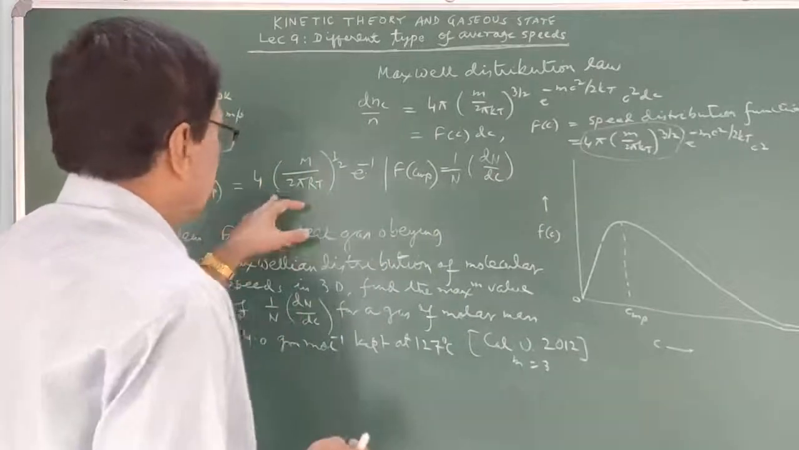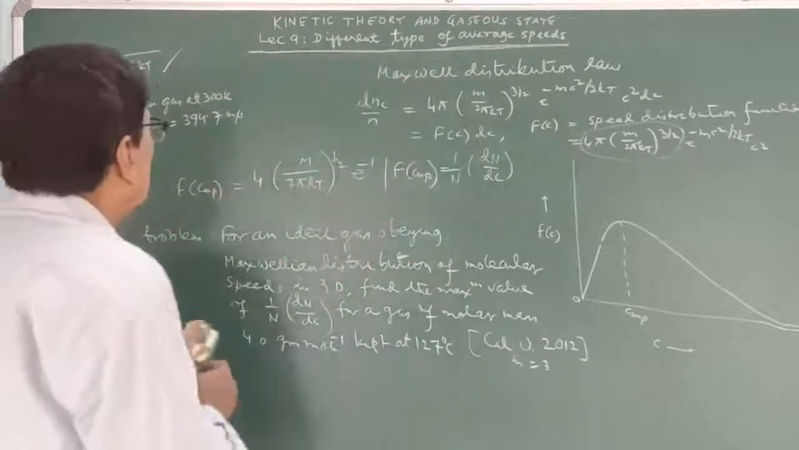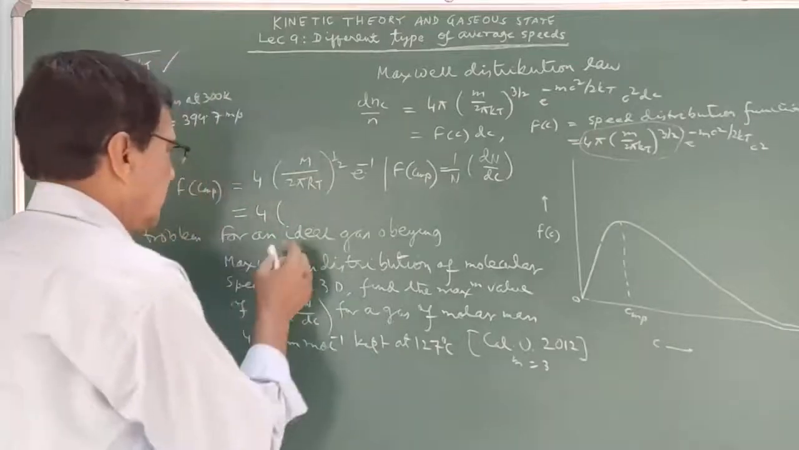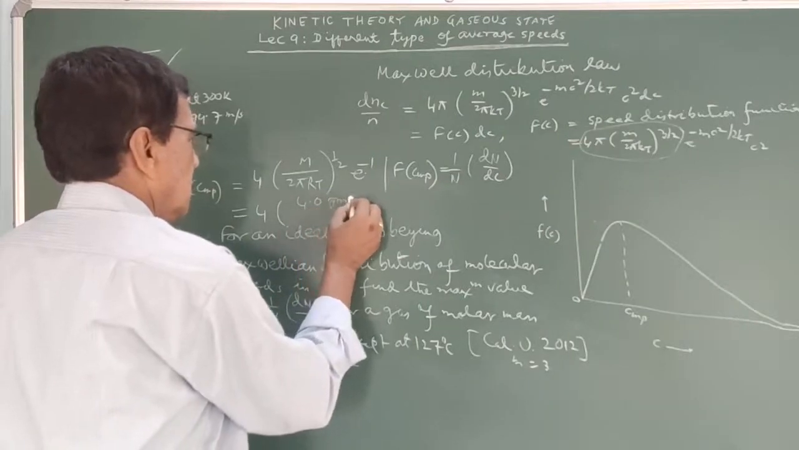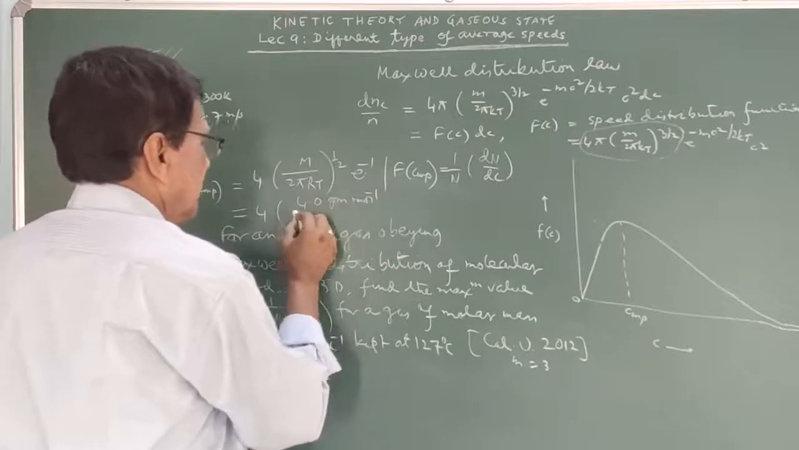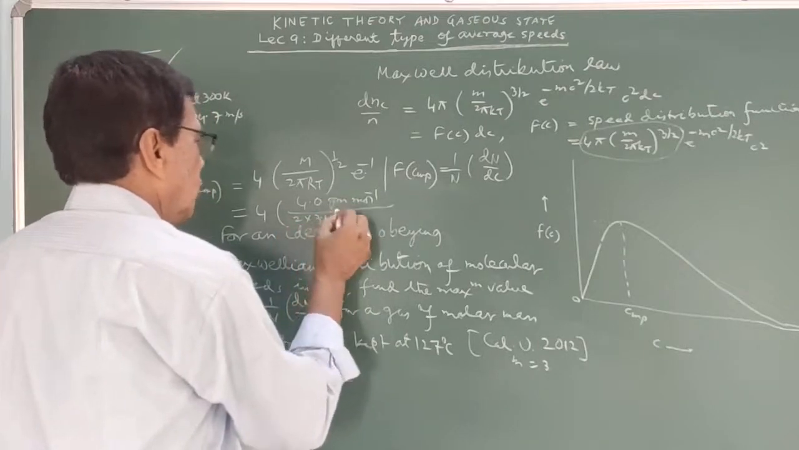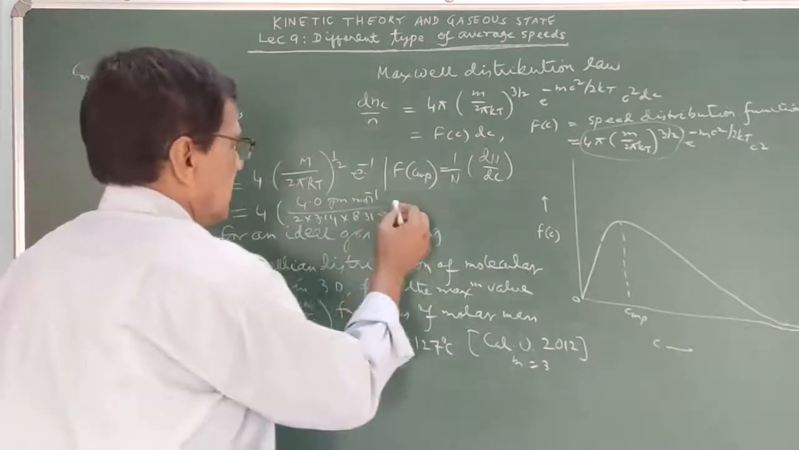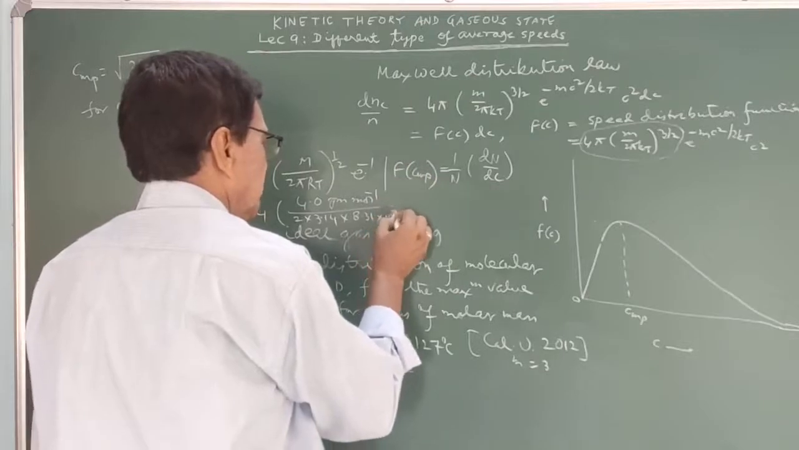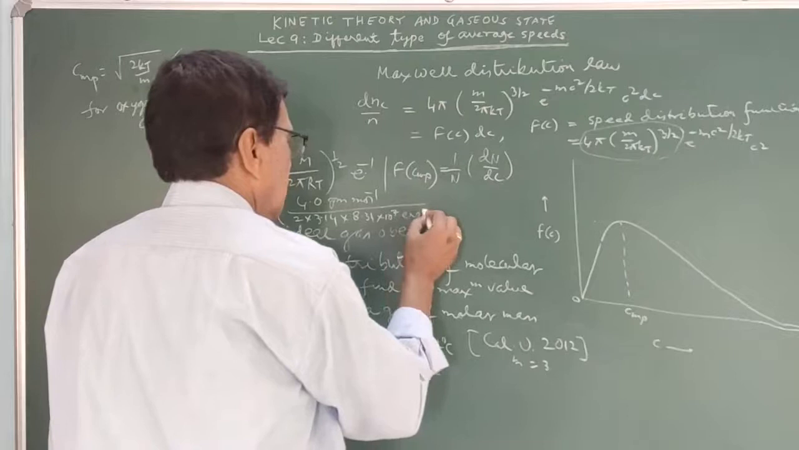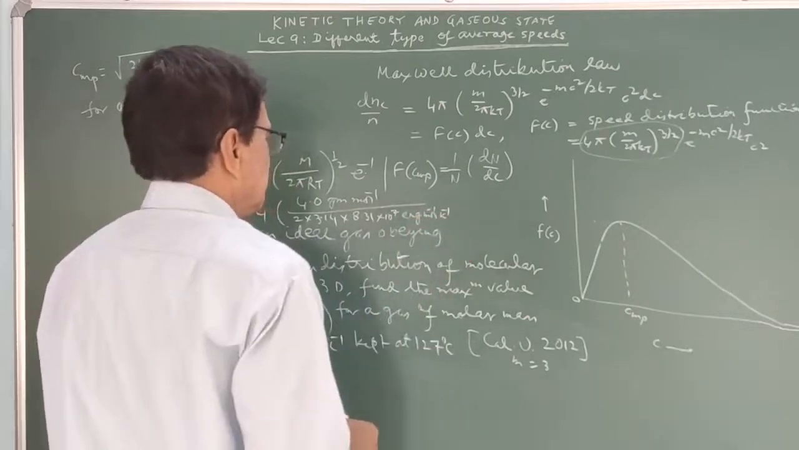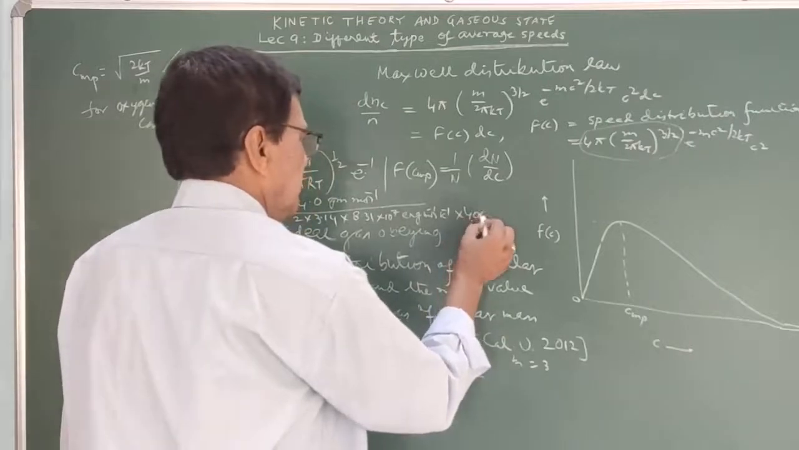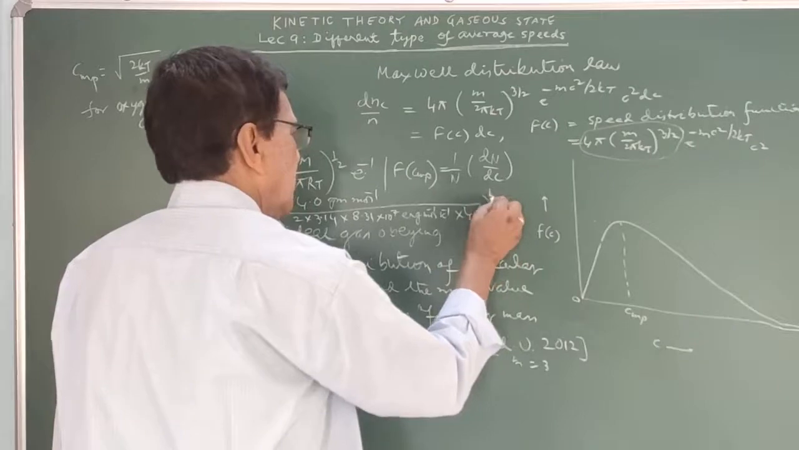So if we insert the values here, then we get this equal to 4, and instead of M, the 4.0 gram mole inverse, divided by 2 into 3.14 into R, 8.31 here in CGS unit, R into 10 to the power 7 erg mole inverse Kelvin inverse, and T, 127 means 400 Kelvin, to the power half, and e to the power minus 1.